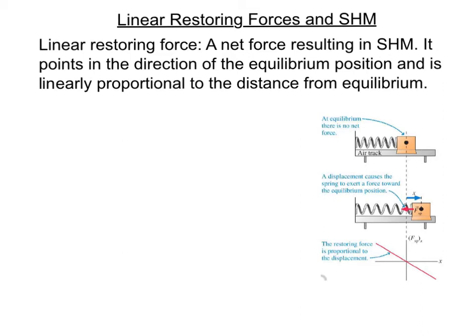We have to remember, too, that this net force, this restoring force, is given to us when it's a mass on a spring by Hooke's law. You should remember that this negative sign here in Hooke's law simply tells you that the net force is in the opposite direction as the displacement. So we call this net force a linear restoring force. It's the net force that results in simple harmonic motion. It points in the direction of the equilibrium position, and it's linearly proportional to the distance from equilibrium.